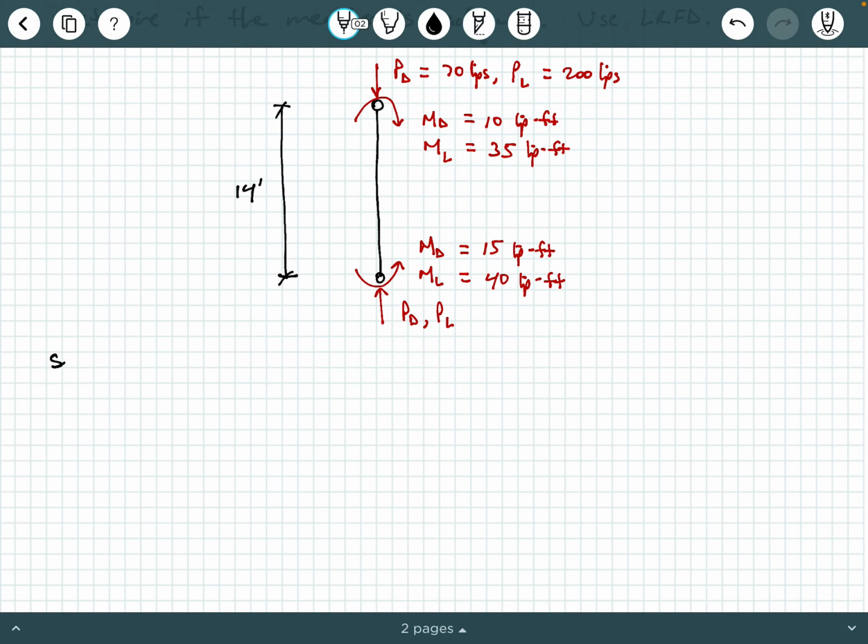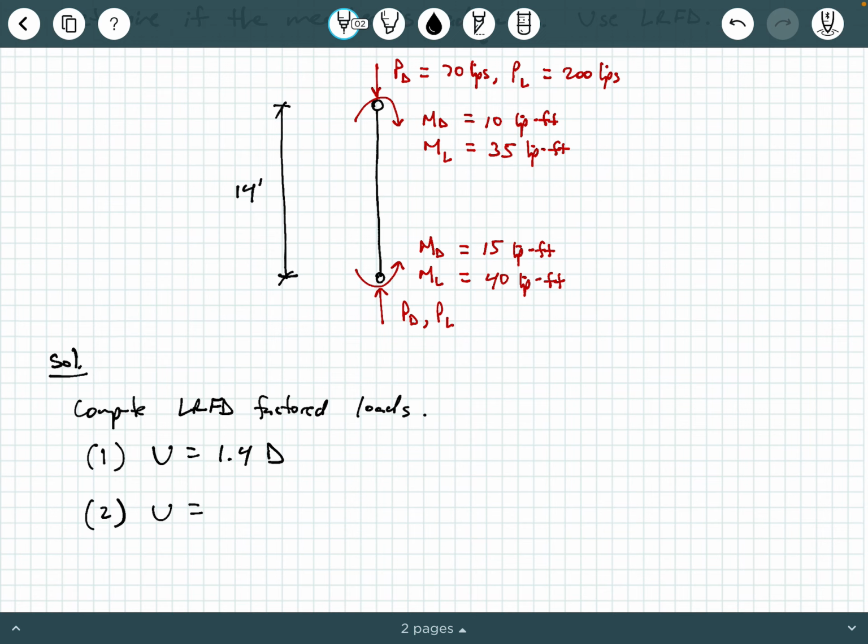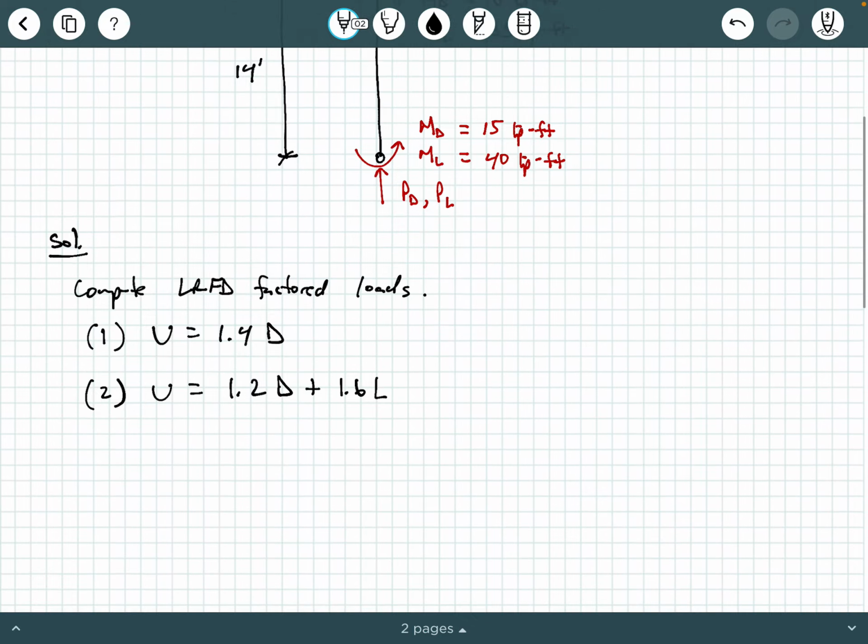We're going to write solution here, and the first thing we're going to do is compute the LRFD factored loads. Okay, and so if you remember from LRFD, you have load combination 1 is U equals 1.4 times the dead load, and load combination 2 is U is 1.2 dead load plus 1.6 live load. So we need to really quickly check both of these for the axial compressive load and both sets of moments. Okay, so let's go ahead and write this out.